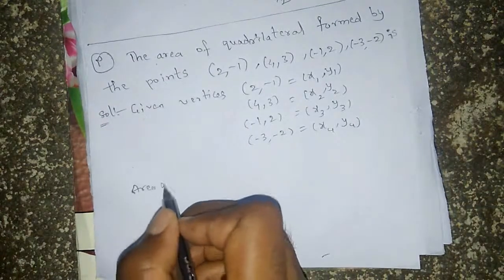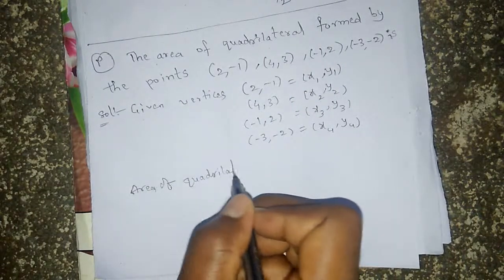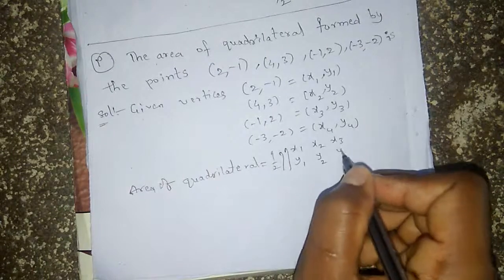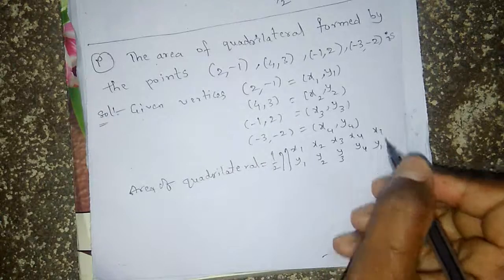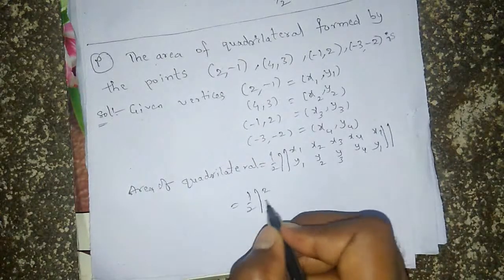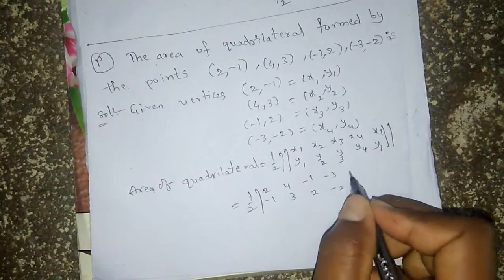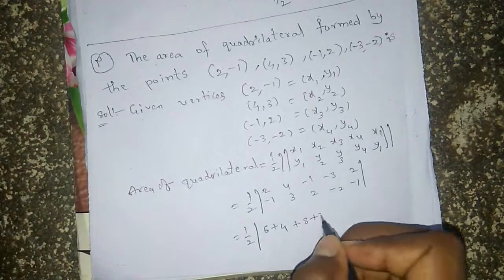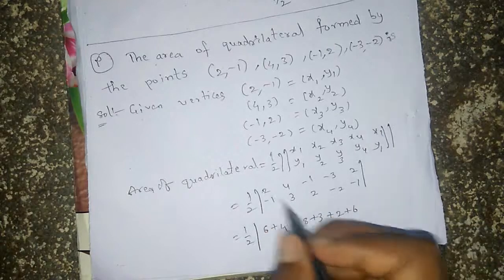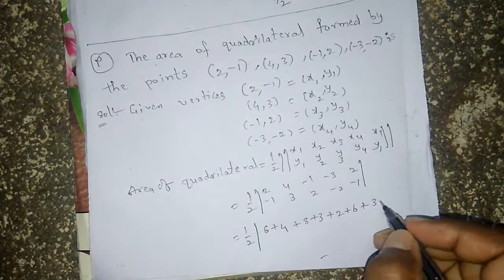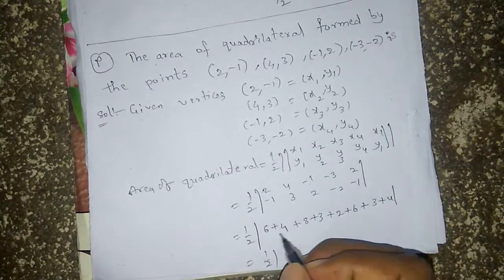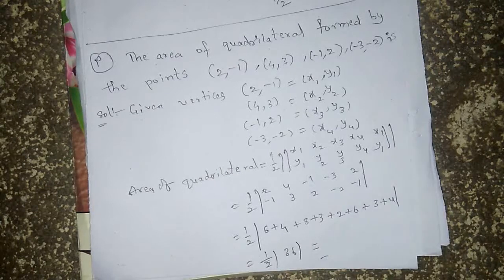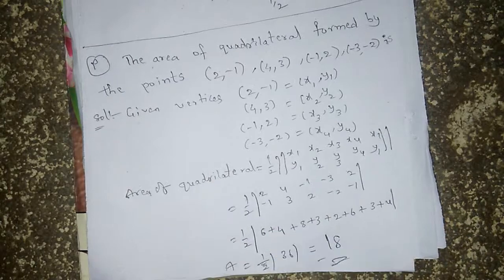Area of quadrilateral is half mod |x1 y1; x2 y2; x3 y3; x4 y4; x1 y1|, half mod |2 minus 1; 4 3; minus 1 2; minus 3 minus 2; 2 minus 1|, half mod 6 plus 4, 8 plus 3, 2 plus 6, next plus 3 plus 4, 10, 18, 21, 23, 29, 32, 36 by 2, that is equal to 18 square units is the area of the quadrilateral.